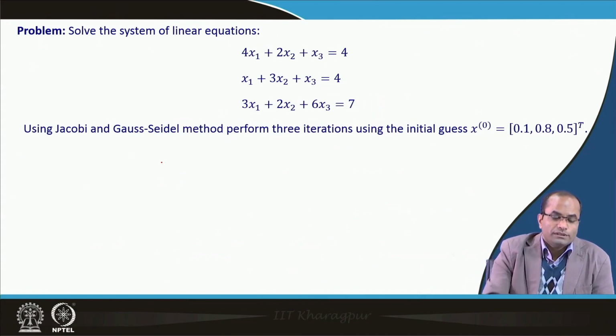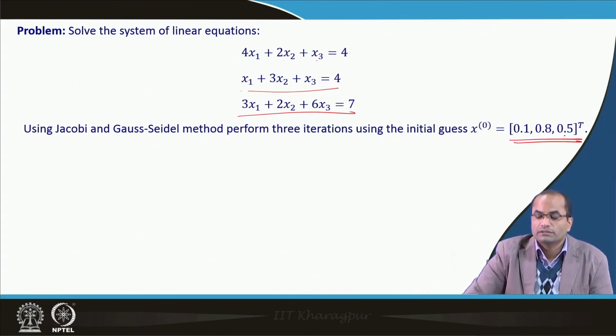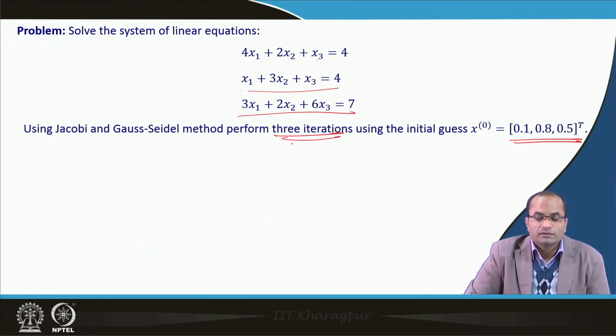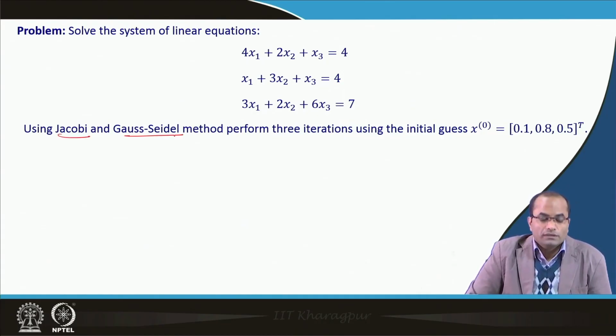The last problem here, we want to solve this one, 4 x 1 2 x 3, and then we have the second equation, we have the third linear equation, and we want to use for instance this initial guess 0.1, 0.8 and 0.5, and we want to perform 3 iterations using this initial guess, and we will use the Jacobi and Gauss-Seidel method to do this.